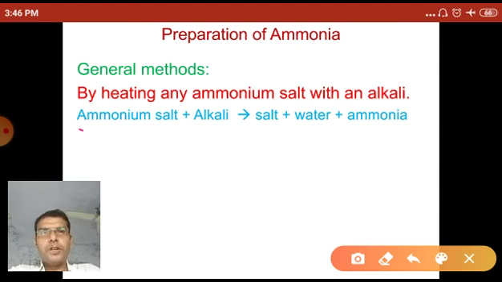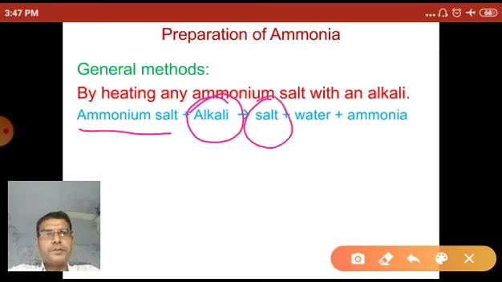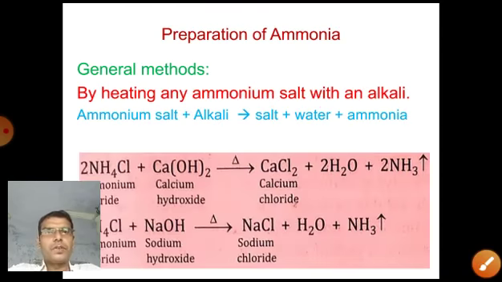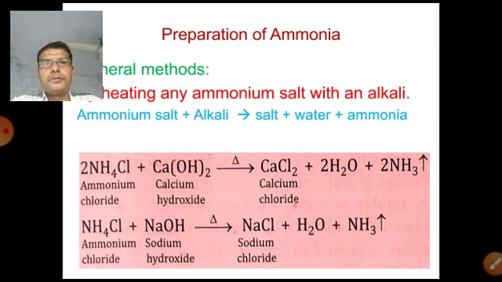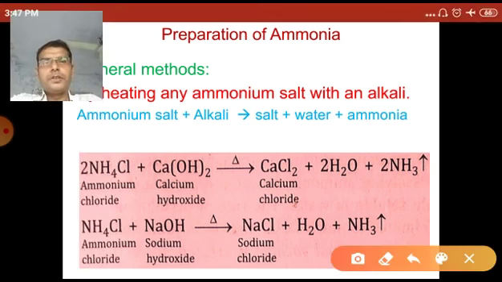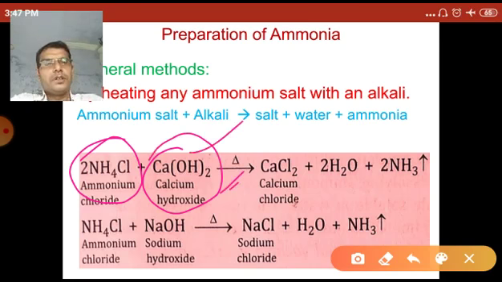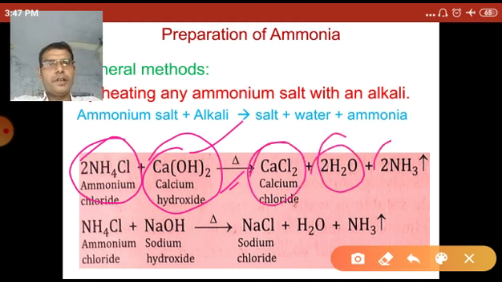When heating the ammonium salt in the presence of an alkali, they give the salt of the metal, water, and release ammonia in the form of a gas. For example, when heating ammonium chloride, an ammonium salt, in the presence of the alkali calcium hydroxide, we get calcium chloride, water, and ammonia.